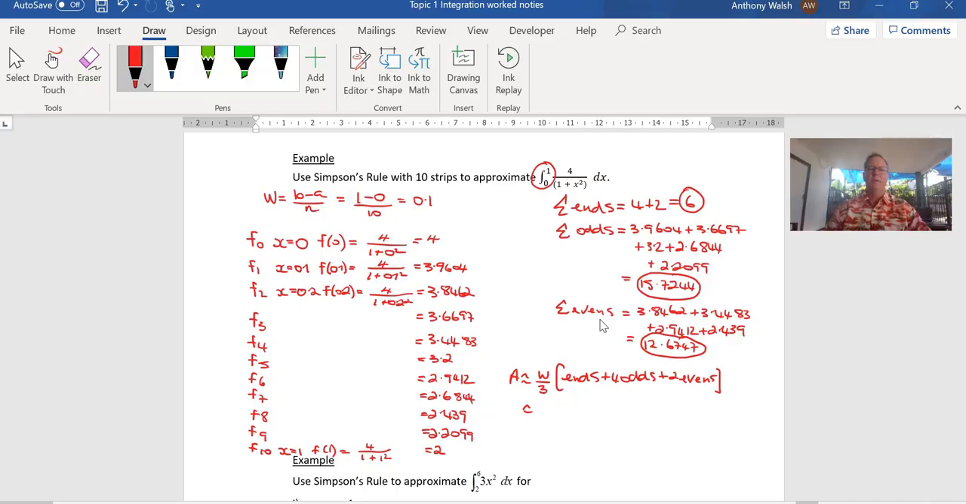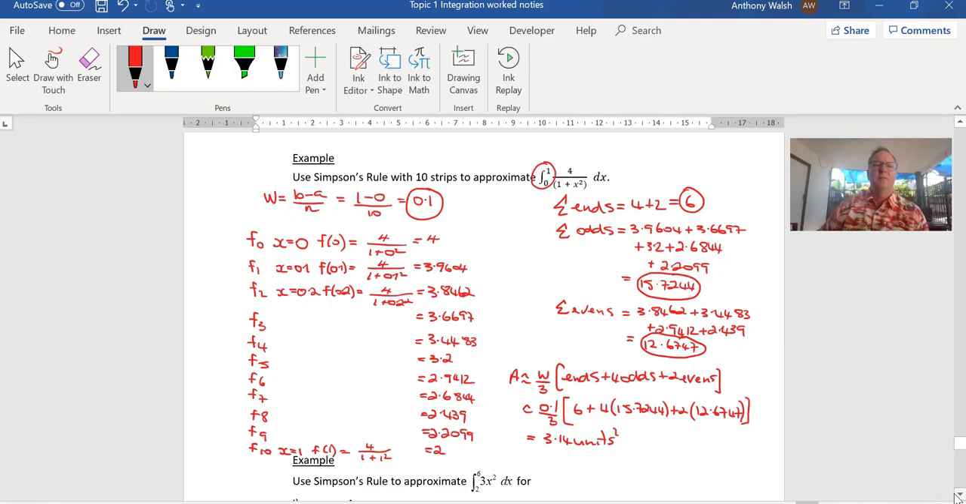So let's put in what we know. W is the width of each strip, which is 0.1 divided by 3. The sum of the ends was 6. The sum of the odds, well, it's 4 times the odds, which is 4 by 15.7244, plus 2 times the evens, which is 12.6747. Okay, grand total, that comes to about 3.14 units squared. Simple. Easy, huh? Yes.